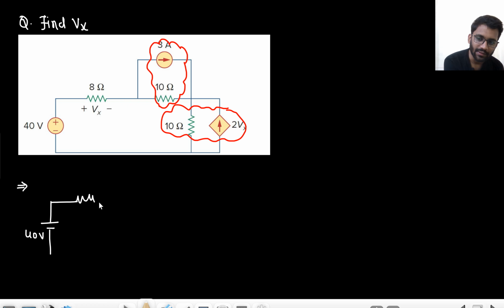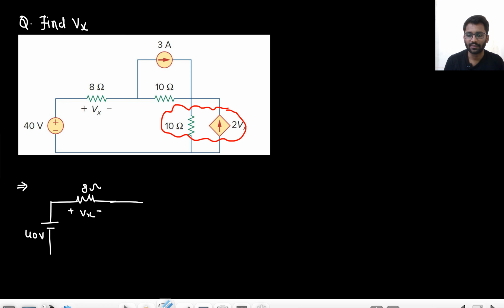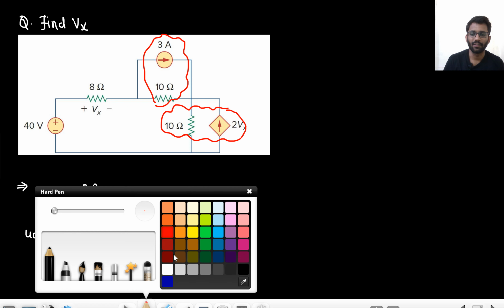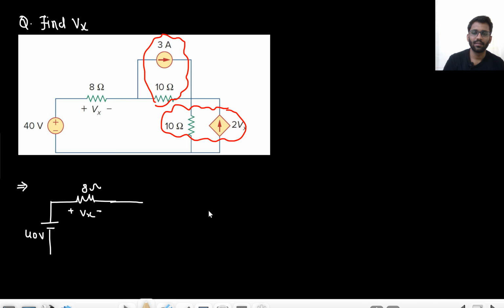The 8 ohm resistor remains as it is, and the drop across it is Vx. Now what will be the direction? Here it is not completely seen, that is 3 ampere. So what will be the direction of the battery? If I make a battery, the direction will be minus plus, right? Why is it so? Minus plus, because from the plus terminal the current is getting out.